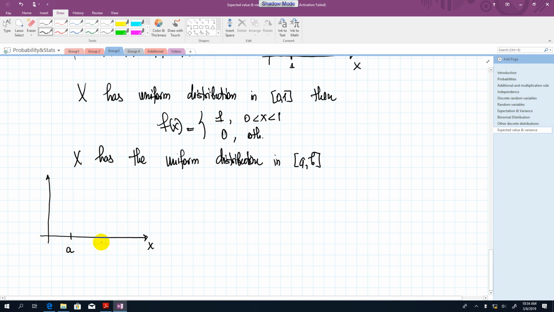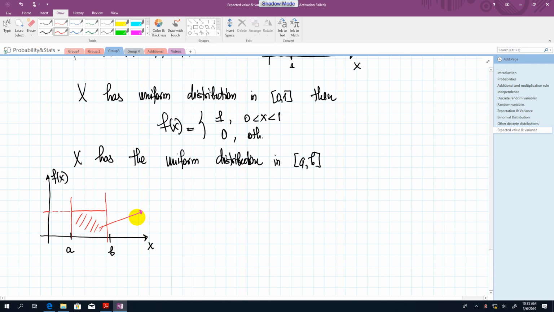X, in between a and b, always takes values between a and b with equal probabilities. What does it mean, right? So the points between a and b are equally dense. So analogously, there should be just a horizontal line, right? Okay. So I need to choose the height of this horizontal line so that the area of this rectangle should be equal to 1, right?